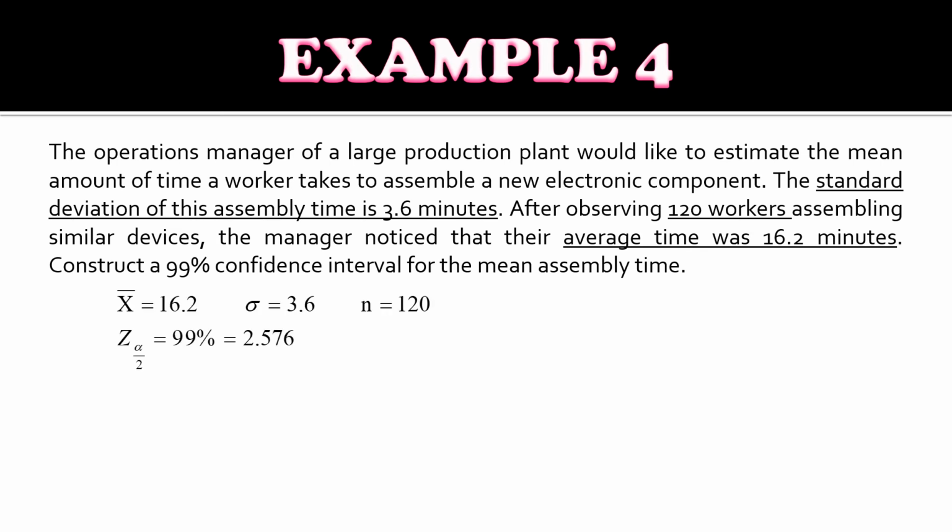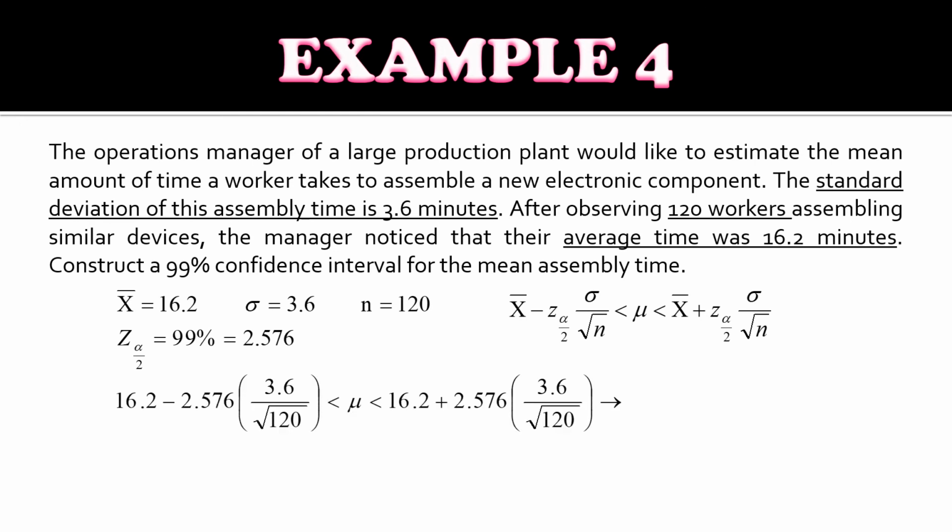So we have the given sample mean is 16.2. We have the standard deviation is 3.6 and n equals 120. And we have the confidence level 99%, which is equivalent to a z value of 2.576. So we would be using the formula for the estimation, the upper limit and the lower limit. Then we just have to substitute the values.